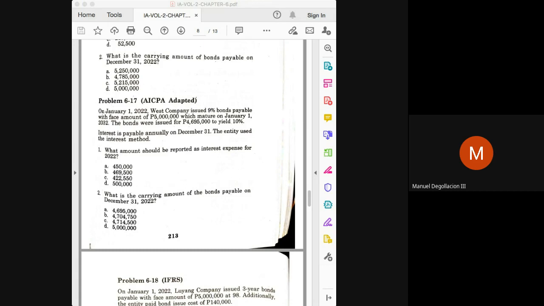And then the fourth possible question, which is question number 2 for problem 6-17. How much is the carrying amount? Our first solution was simply deduct the discount or add the premium. In this case, we have a discount, so we will have to deduct the remaining discount. How much is the remaining discount? It's 285,500. So you have 5 million minus 285,500. You will get 4,714,500. The carrying amount of the bonds as of the end of 2022 would be 4,714,500.